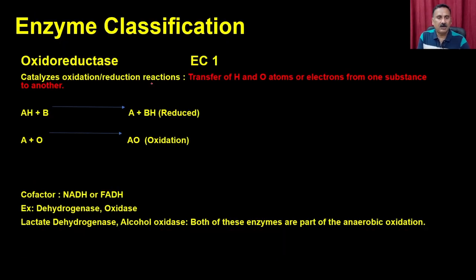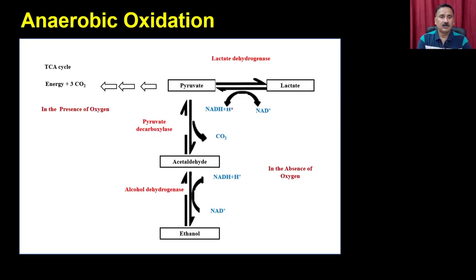Now, when we talk about the oxidoreductases, they play a very crucial role in many of the metabolic reactions and many of the metabolic processes. So one of the metabolic processes where the oxidoreductases play a very crucial role is the anaerobic oxidations. In the presence of oxygen, the pyruvate being synthesized by the glycolysis is going to enter into the TCA cycle, and that's how it is going to produce the energy.